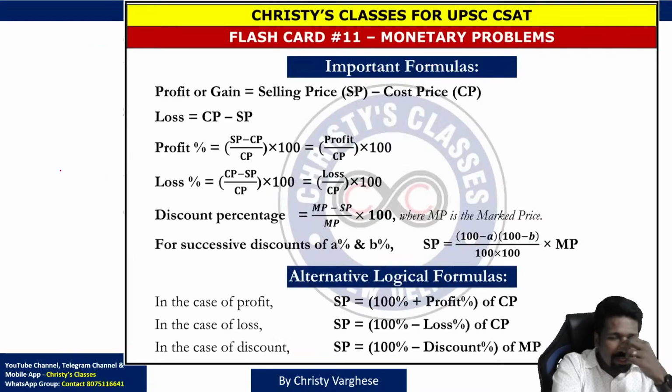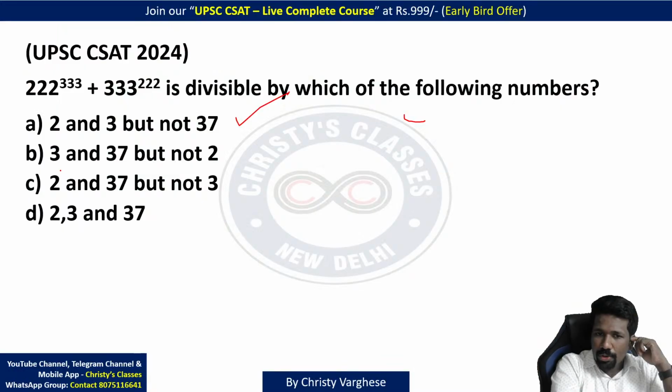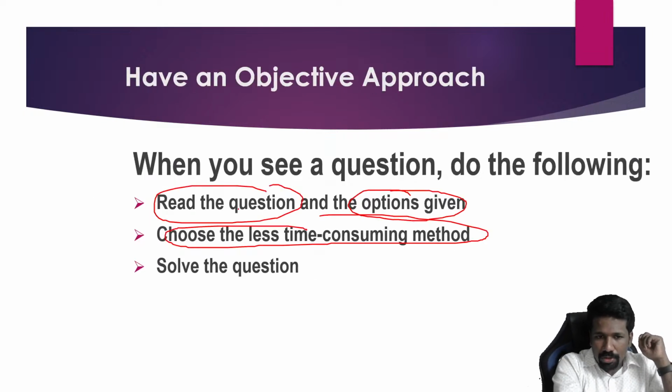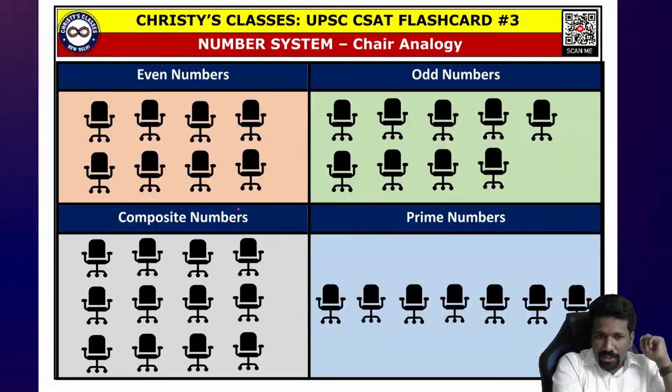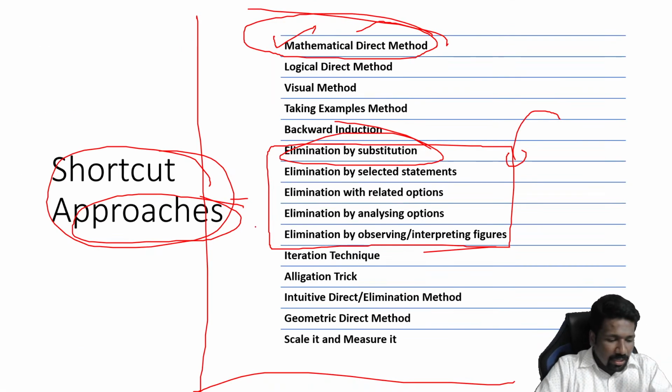I hope all of you are understanding the importance of this rejection approach. I told you, in selecting the correct answer for that many questions, rejecting the wrong options is important or easier. Rejecting means mainly elimination. There are at least 5 ways of eliminating.